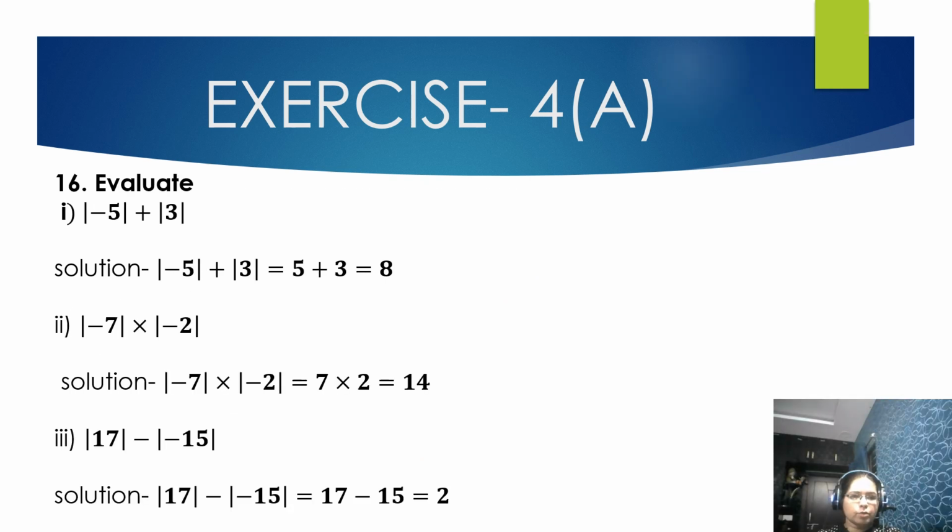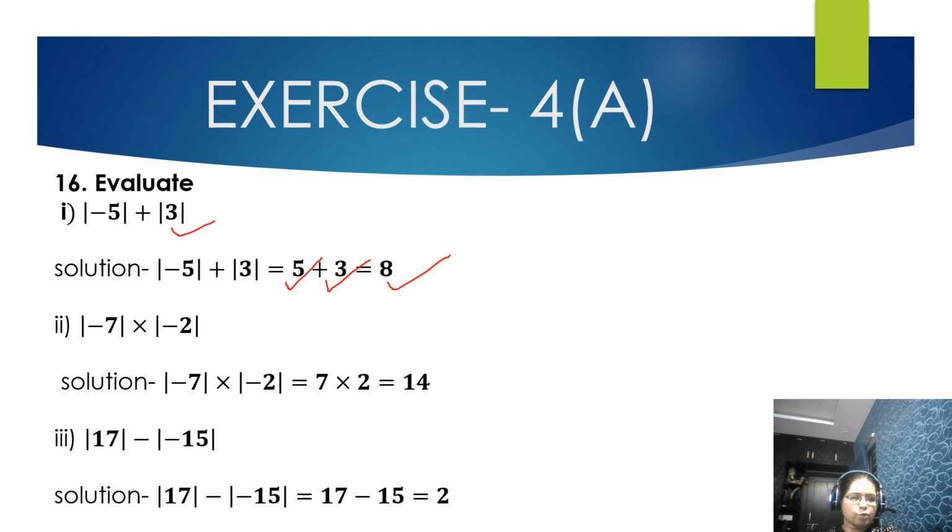Now we solve question number 16. Question number 16 is evaluate. First bit is absolute value of minus 5 plus absolute value of positive 3. We know absolute value of minus 5 is positive 5, and absolute value of 3 is 3. So absolute value of minus 5 plus absolute value of 3 is 5 plus 3, that is 8.